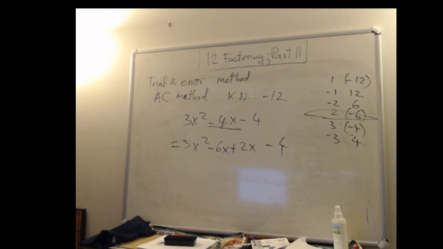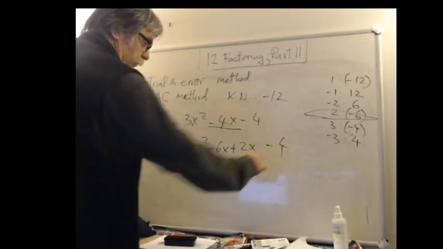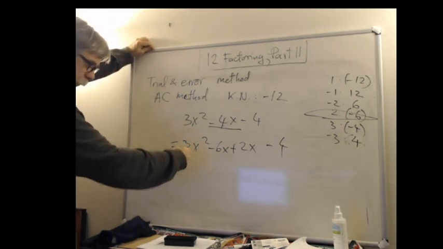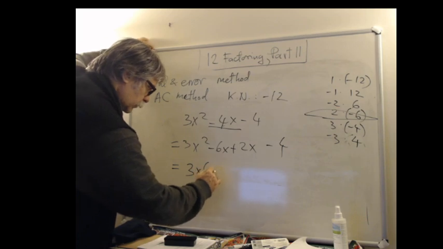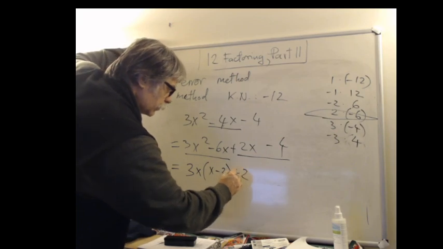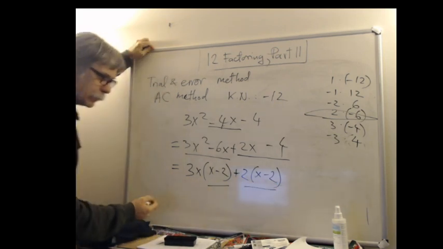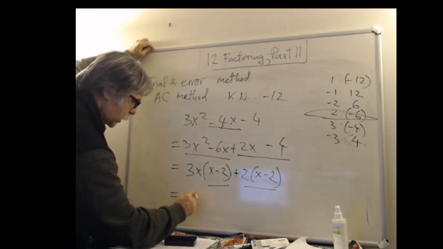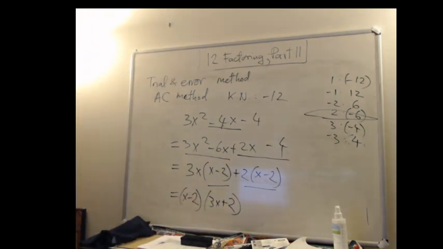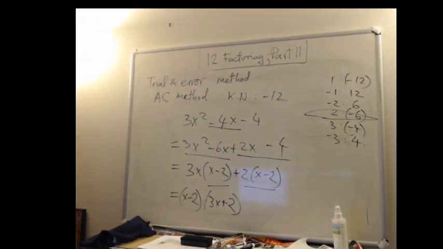So I found the one. This is going to work again. The product of these two should be the same as the product of AC, which is negative 12. Now you have the common factor 2 here. Common factor x minus 2 and 3x plus 2. We did that before, so this is not news here. We had the same factorization before.